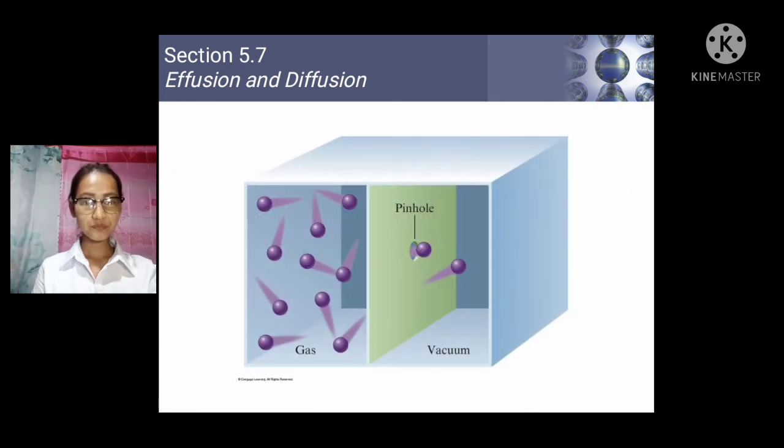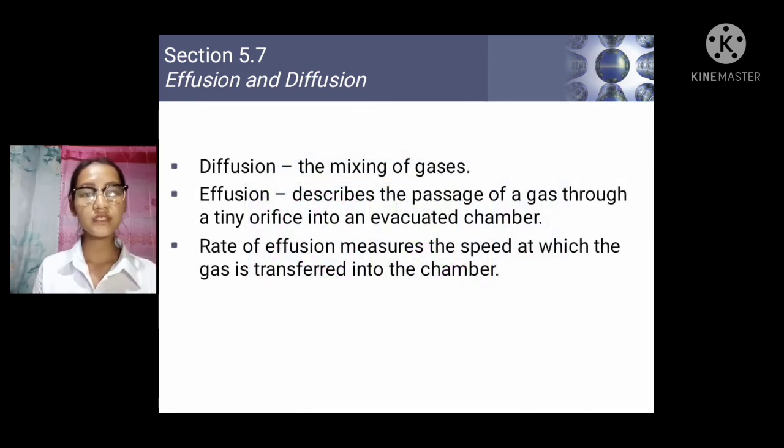So this is the example of effusion and diffusion. Effusion describes the passage of a gas through a tiny orifice into an evacuated chamber. Next, rate of effusion measures the speed at which the gas is transferred into the chamber.